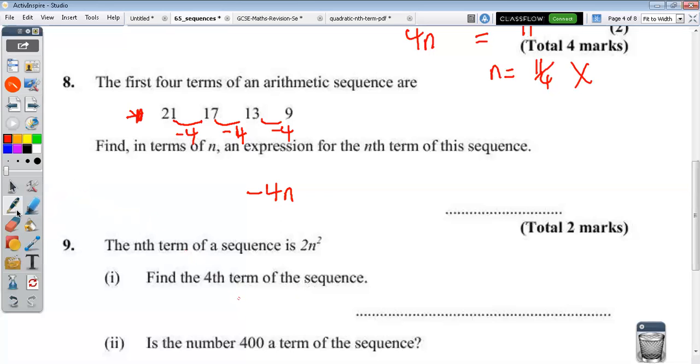So what's the number before 21? Because I'm going down now, it's a number greater than 21. It's 25. Yes, I'm adding a 4 here, 25. That's how easy that is done as well, the -4n plus 25.